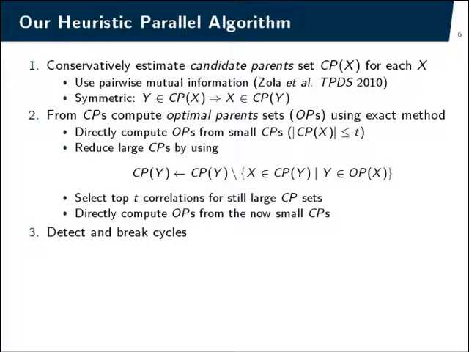Based on this, we came up with this heuristic parallel algorithm. What we do is we conservatively estimate the candidate parent set. For each gene X, we estimate what the candidate parent set should be, and we are going to look into only these as possible parents. We do it conservatively so as to not miss out on actual parents. To do that, we have used a pairwise mutual information based implementation, which was published by these guys.